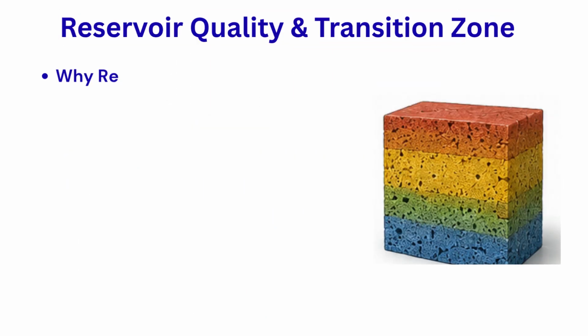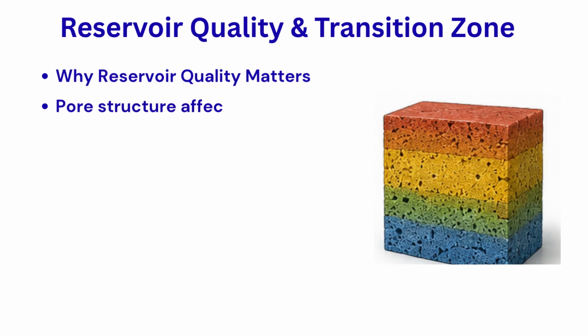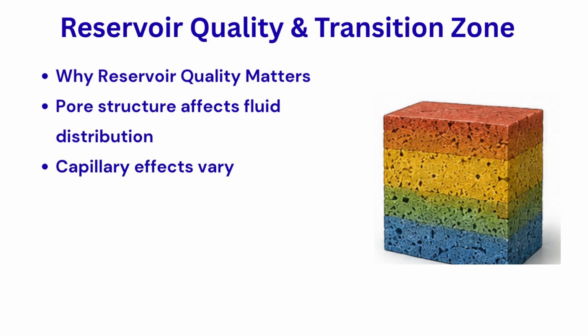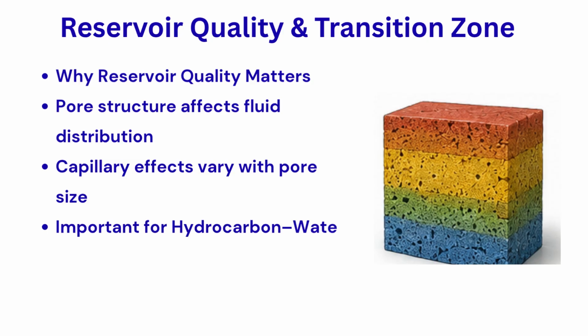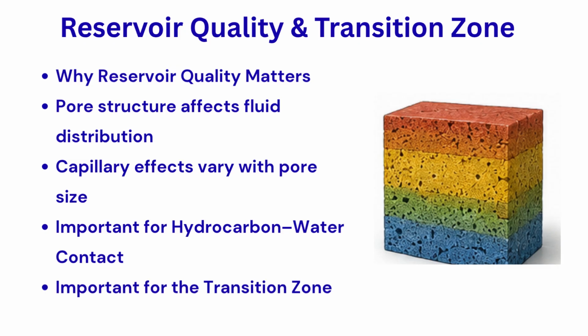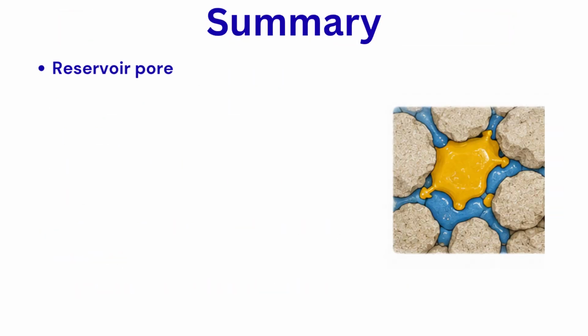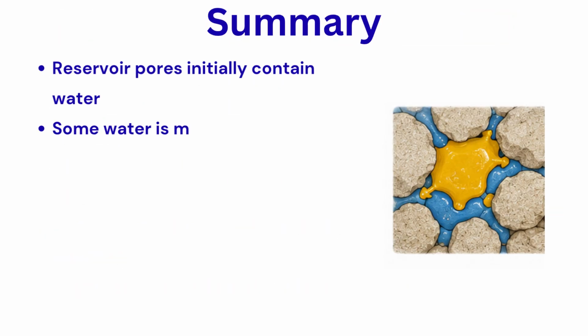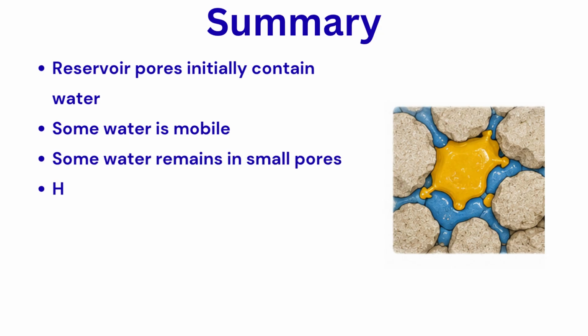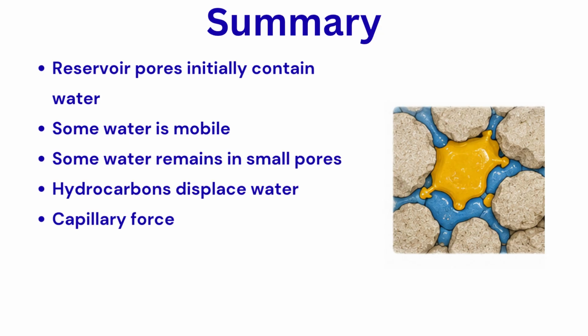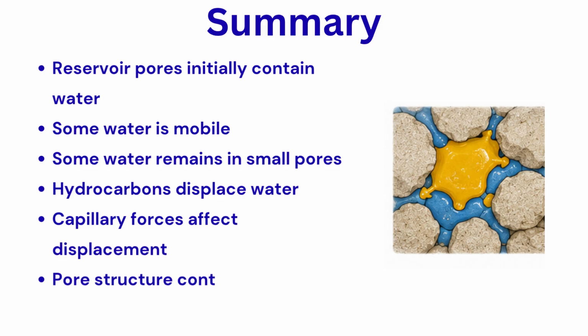One more important point. There is something else we should keep in mind. The reservoir is not perfectly uniform. One part of the reservoir may have large, well-connected pores, while another part may contain smaller pores and poor connections. Because of this, fluids may not be distributed in exactly the same way everywhere. This difference in reservoir quality becomes very important when we later discuss the hydrocarbon-water contact and the transition zone. We will come back to this concept in maybe part 3.